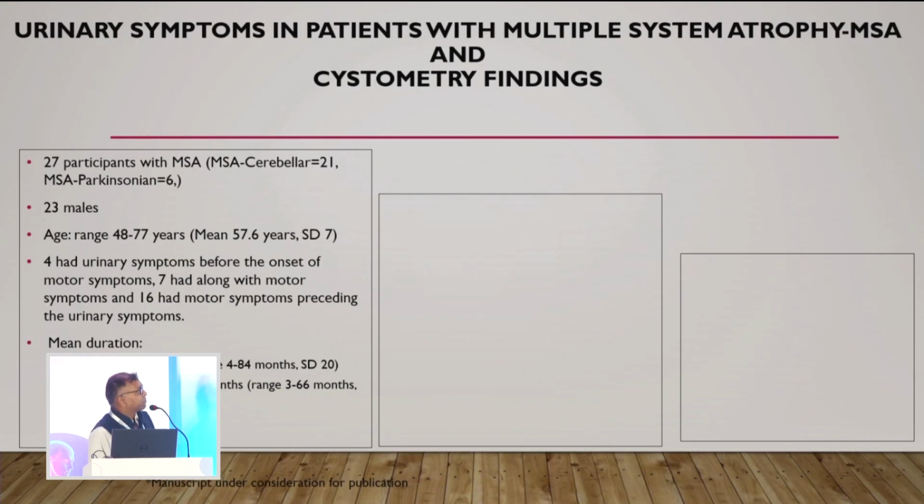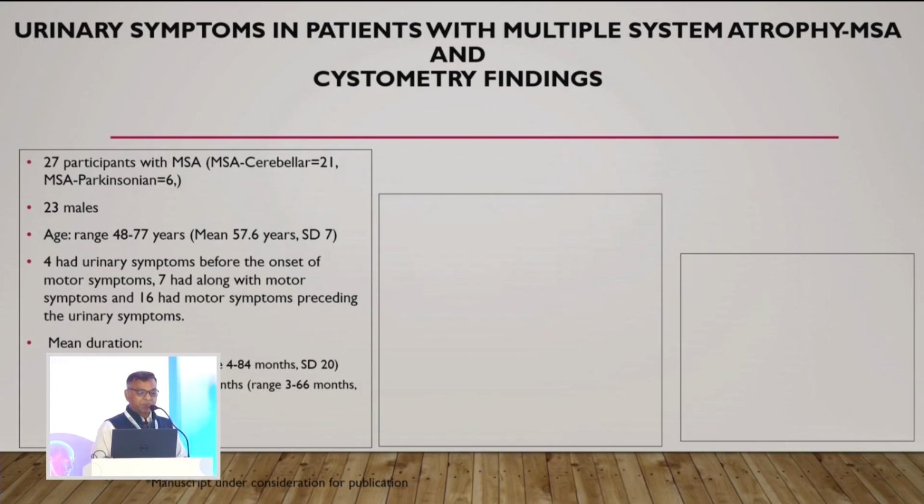Right? So this is our paper which is under consideration. This is only patients with MSA, multiple system atrophy, and our patients had MSA cerebellar in 21 patients, MSA Parkinsonian in 6 patients, predominantly male. And as I told you, MSA patients, a lot of them present with urinary complaints. But in our study, we found only 4 out of 27 patients had urinary complaints at the beginning of illness. The reason was most of our patients were MSA-C, not MSA-P. So that could be one of the reasons for this. That's what we have argued in our discussion also.